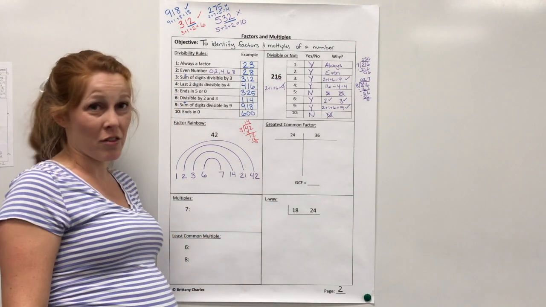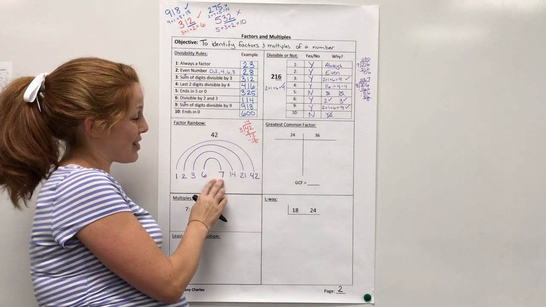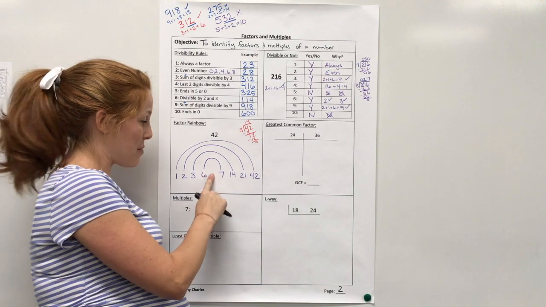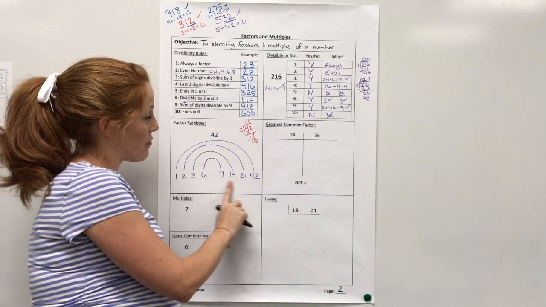And now I found all the factors, because if you have two numbers that are consecutive, you're done. There's nothing that can be in between. So here's all the factors of 42.